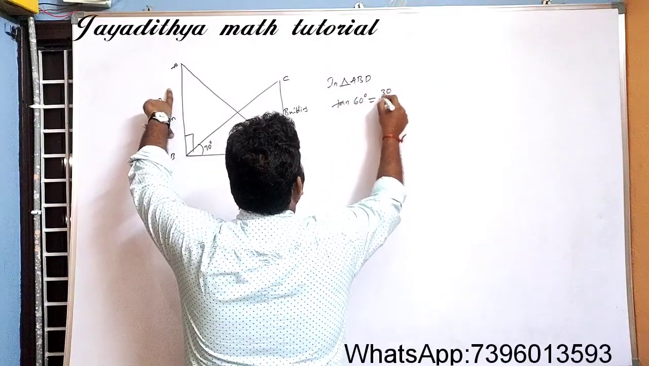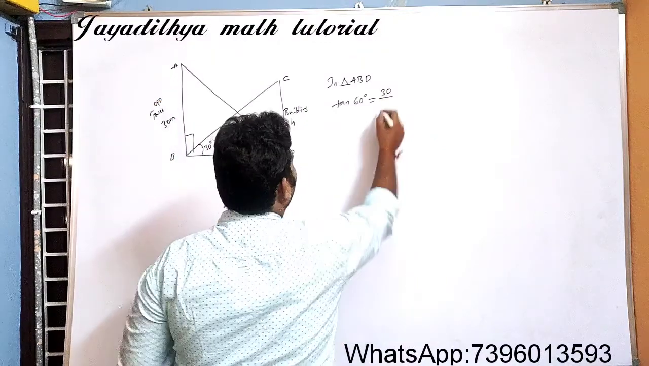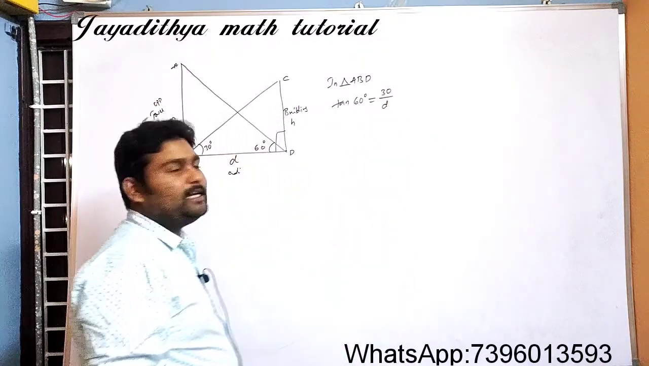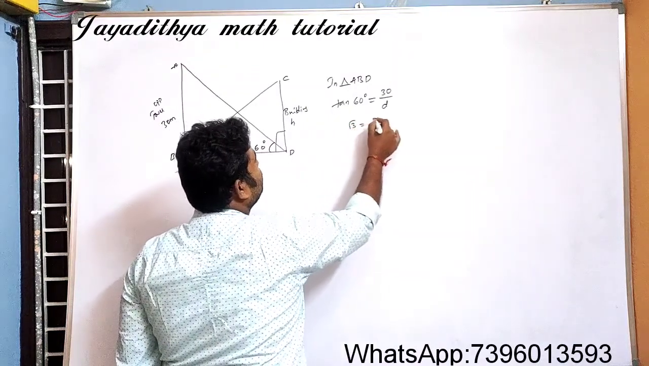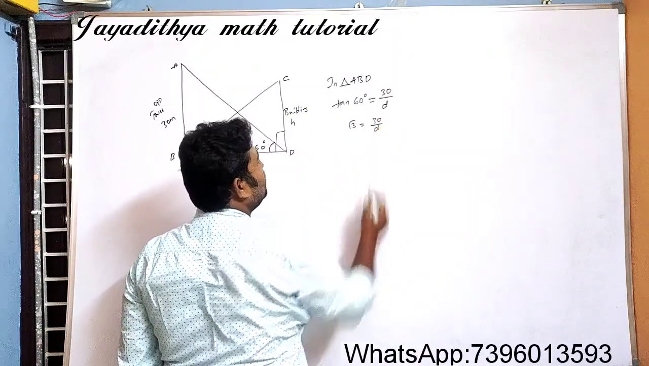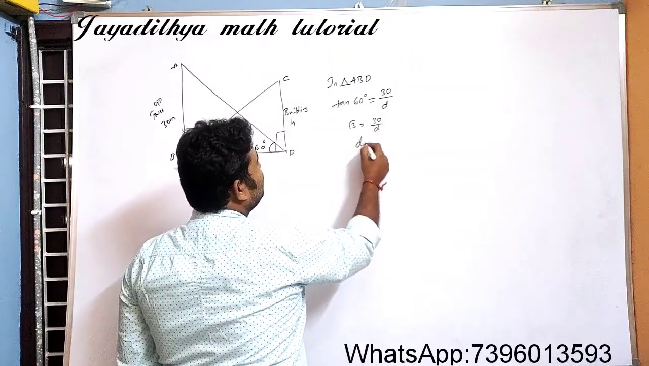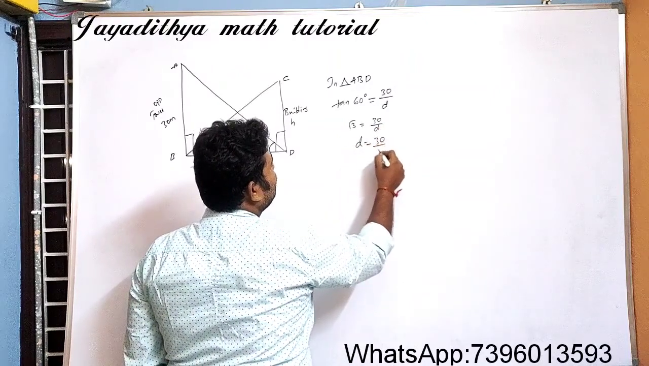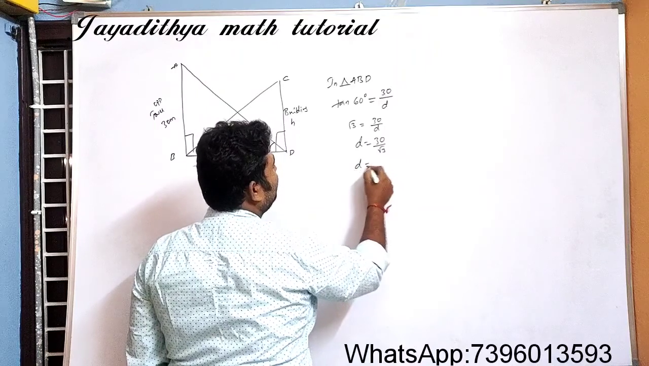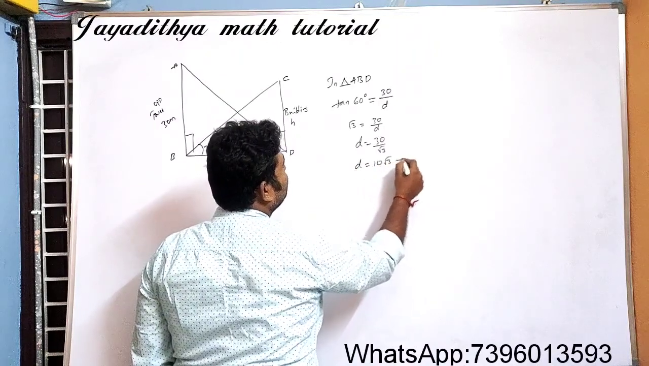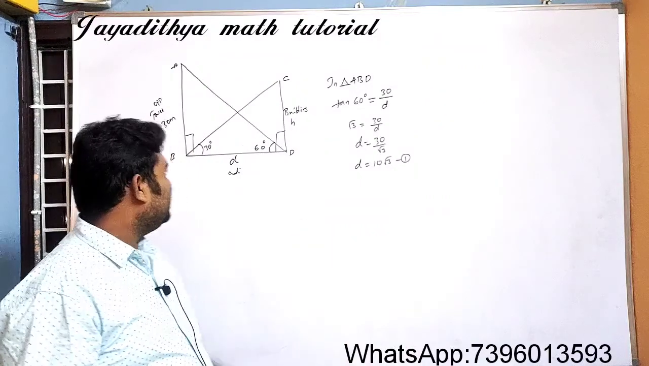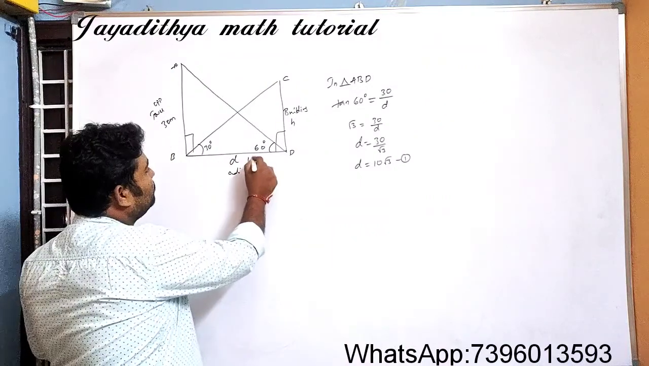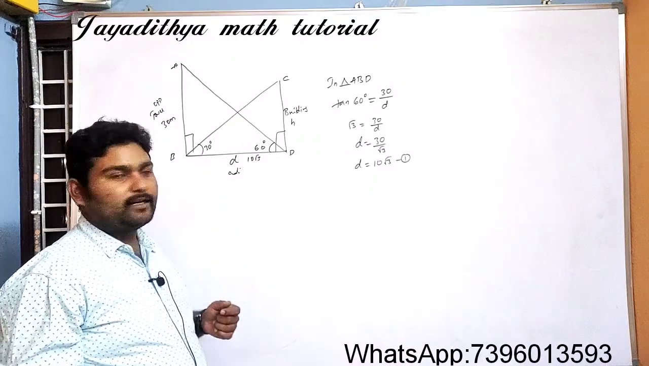It is already given that the tower is 30 meters, and we need the distance, that is D. So what is tan 60 here? Tan 60 is equal to root 3, which is equal to 30 by D. So what is D here? D is equal to 30 by root 3. You can simplify and write it as 10 root 3, and take it as equation 1. That means here you got the value of D, that is 10 root 3.